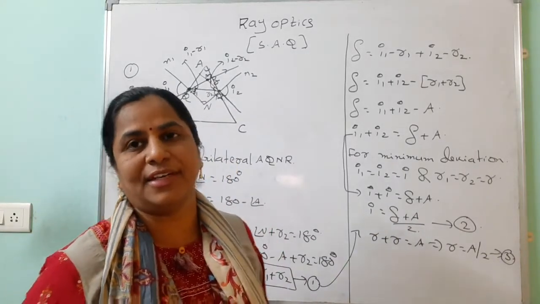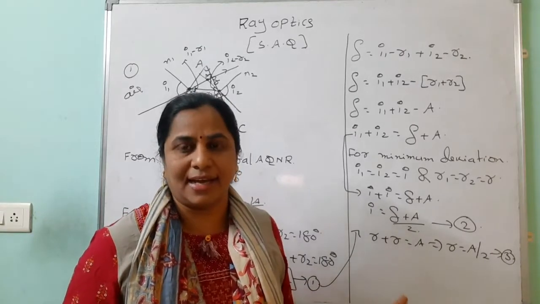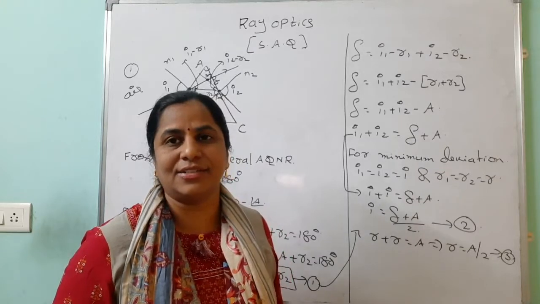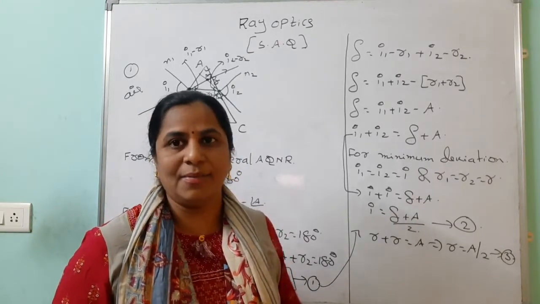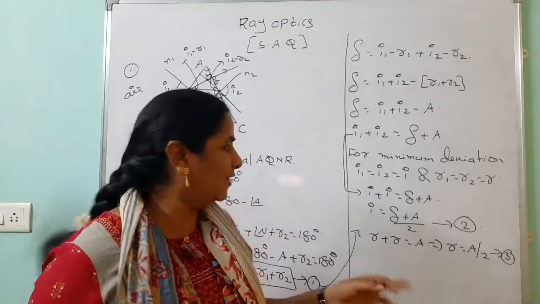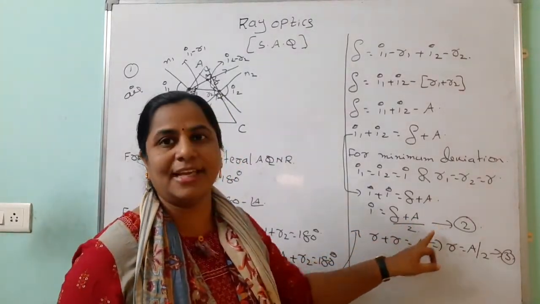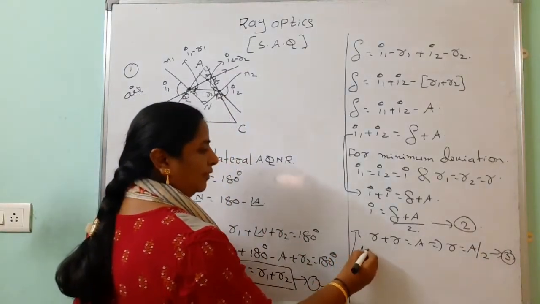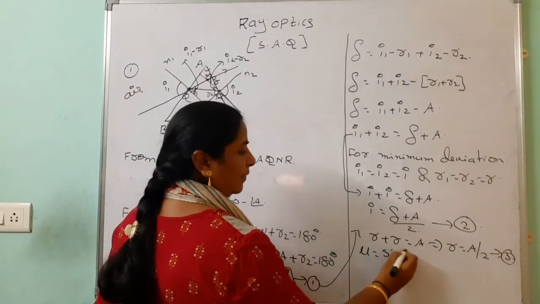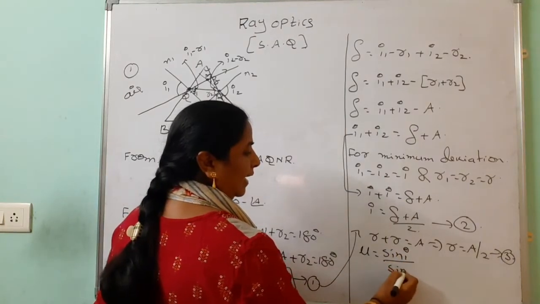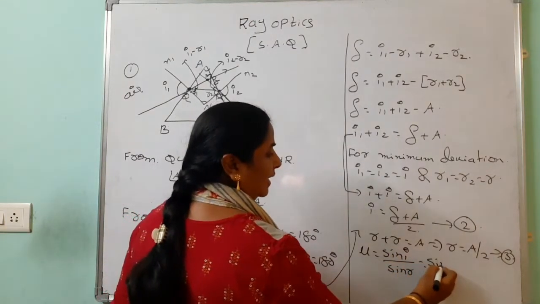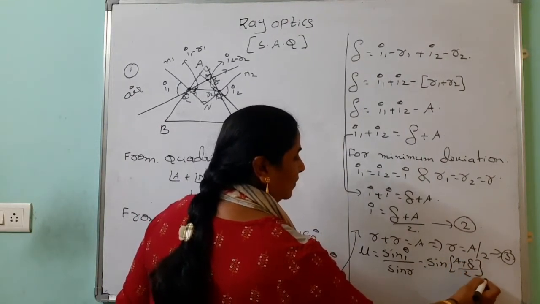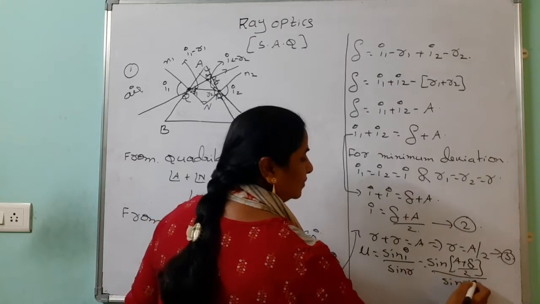What is the refractive index of the material of the prism? There are many formulas, but here we are using Snell's law. Refractive index equals sin I by sin R. I means not this I, that is the angle of incidence. Here I equals delta plus A by 2. Then refraction is how much? A by 2. So mu equals sin I by sin R. Then instead of I, we are writing sin of A plus delta by 2 divided by sin A by 2.